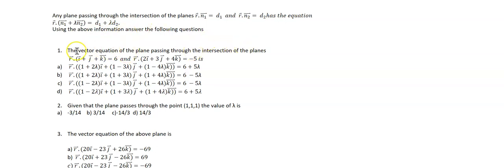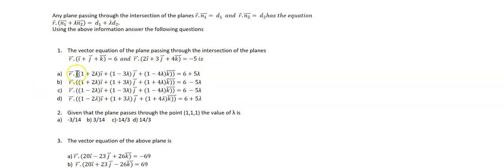The first question goes: the vector equation of the plane passing through the intersection of the planes r vector dot (i plus j plus k vector) is equal to 6 and r vector dot (2i vector plus 3j vector plus 4k vector) is equal to minus 5 is A: r vector dot ((1 plus 2 lambda) i plus (1 minus 3 lambda) j plus (1 minus 4 lambda) k) is equal to 6 plus 5 lambda.